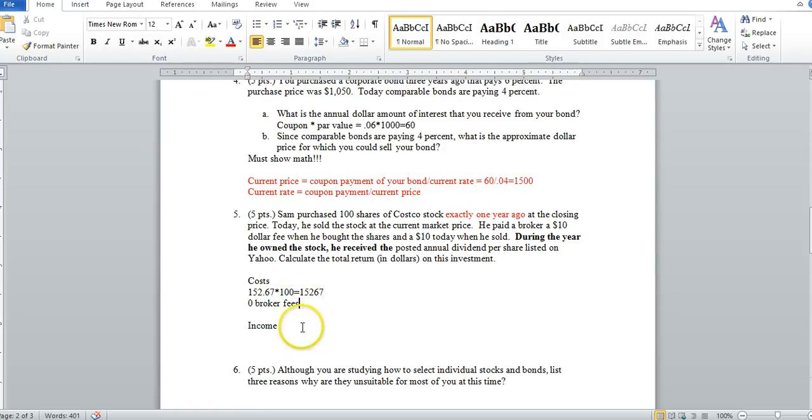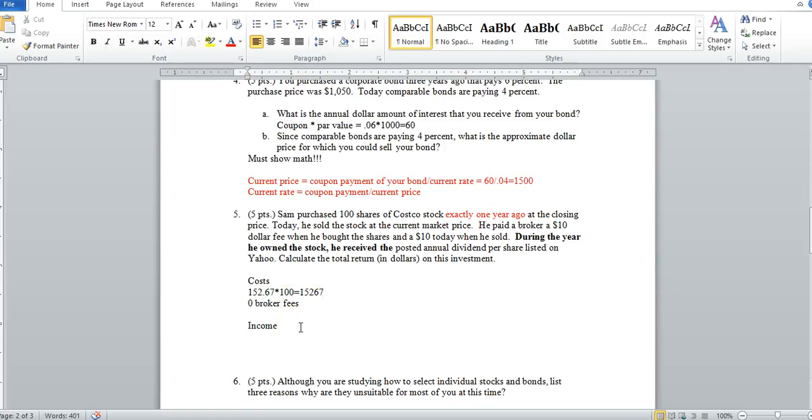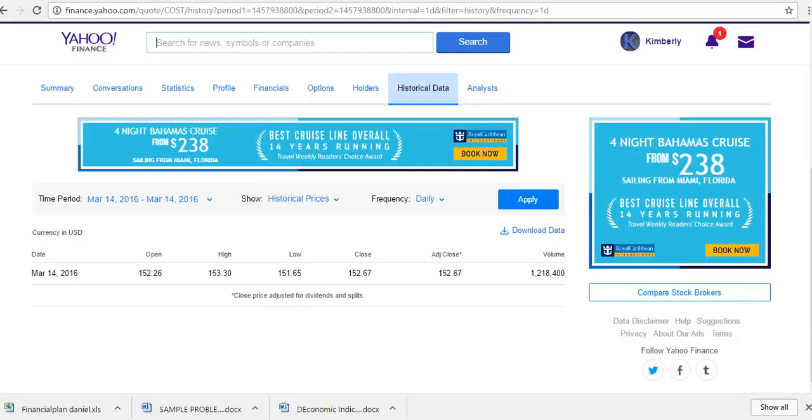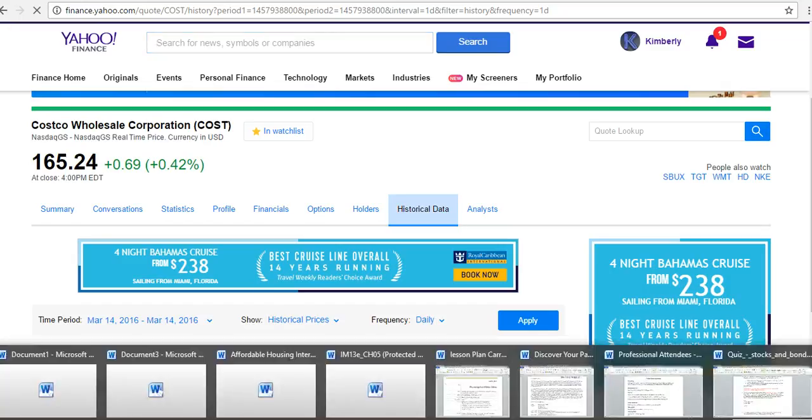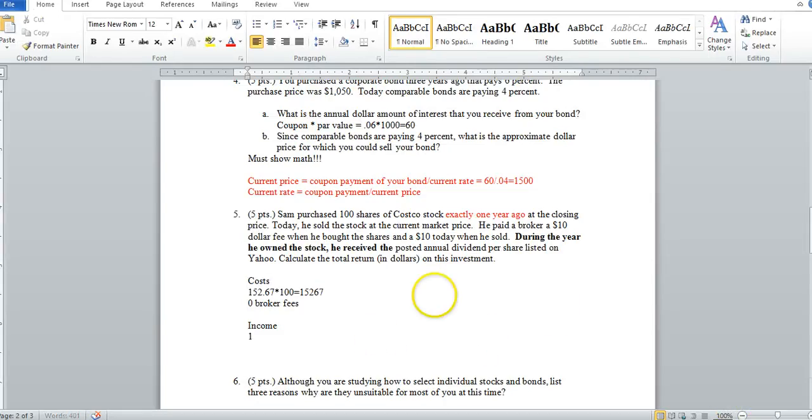All right, now I'm going to income. Well, the price today of Costco is $165.24. So today I sold it. So $165.24, again multiplied by 100 shares, equals 16,524. This is part of my income.